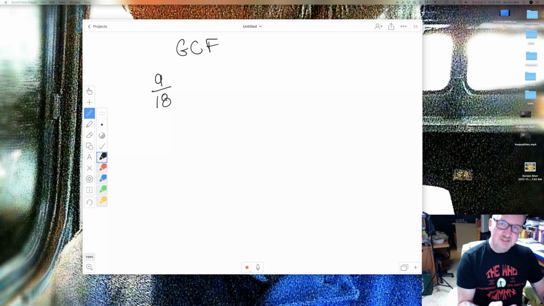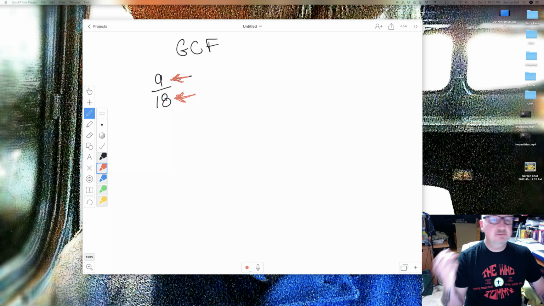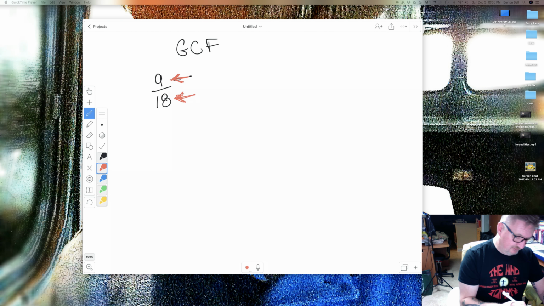We list the factors of each of these numbers. We list the factors of the numerator. We list the factors of the denominator. When we do that, we come up with the greatest common factor, and then we divide both the top and the bottom by the same common factor, the greatest common factor.